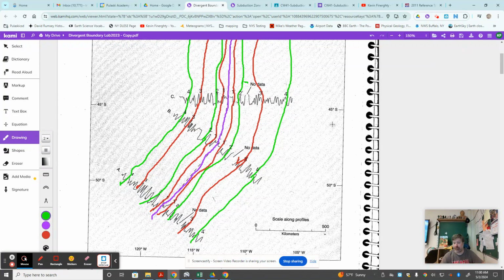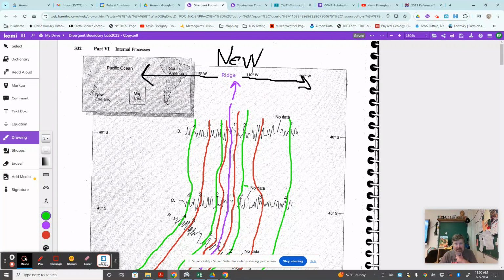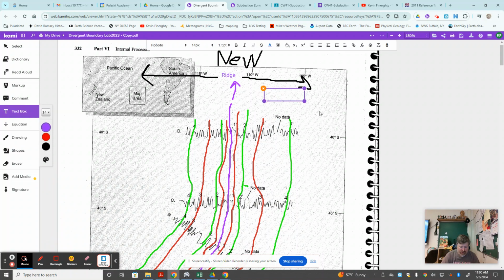There we go. That's it. All right. So the thing to notice is that as it spreads, it pops back and forth, right? As it spreads in either direction, it consistently gets older. So older crust going that way, older crust going that way, and it matches.